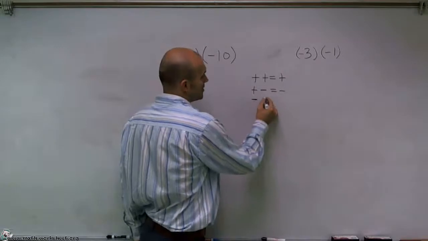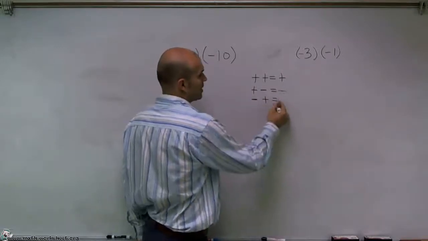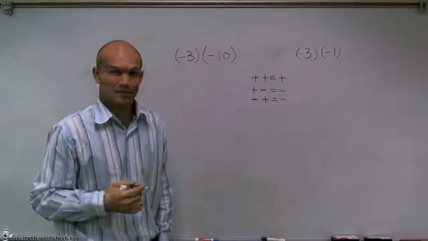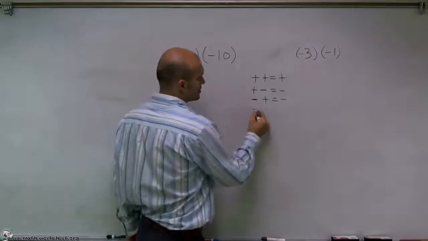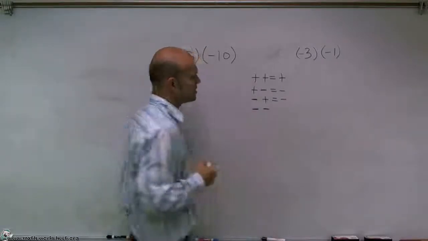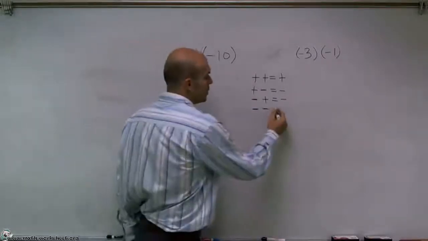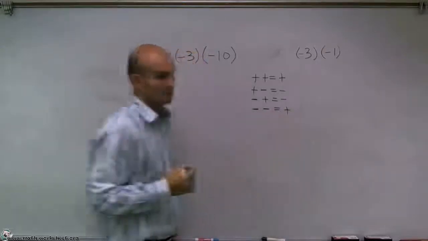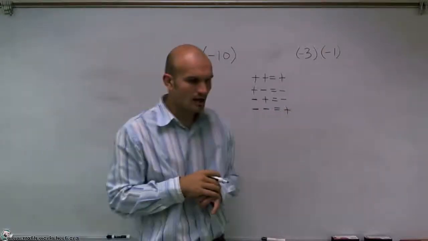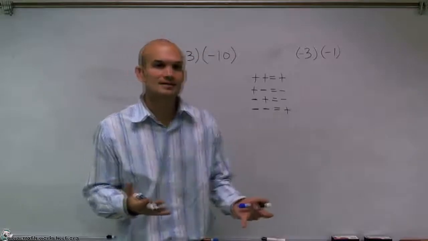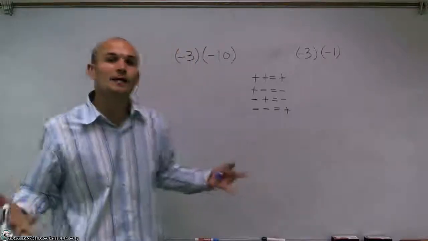A negative number times a positive number also will produce a negative number. However, it's important to notice that a negative number times another negative number will always produce a positive number. So we're going to use that to our advantage to think about how to multiply our numbers.